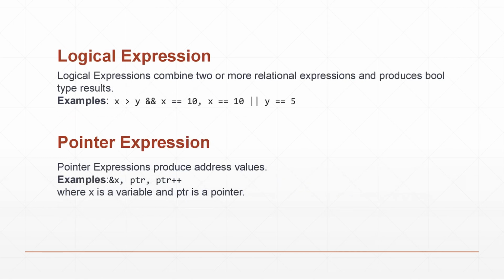Logical expressions. Logical expressions combine two or more relational expressions and produce boolean type of results. Examples: x is greater than y and x is equal to 10, or x is equal to 10 or y is equal to 5. Pointer expression. Pointer expressions produce address values. Examples: ampersand of x, ptr, ptr plus plus, where x is a variable and ptr is a pointer.